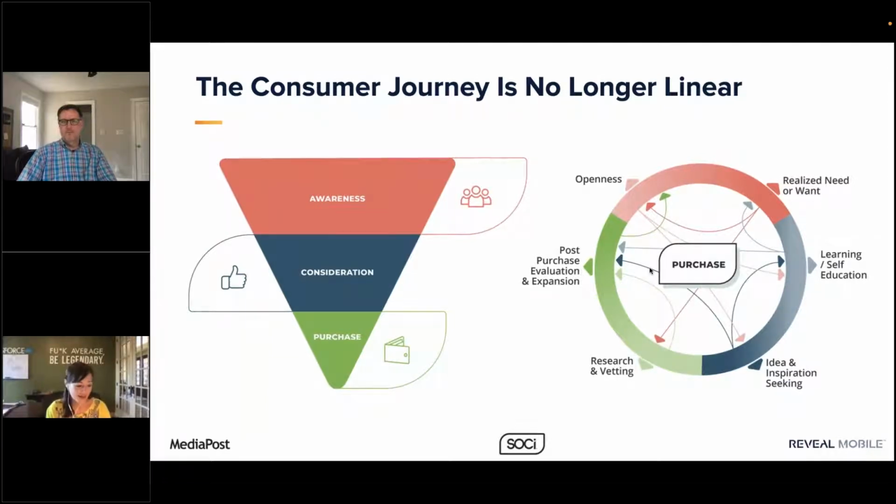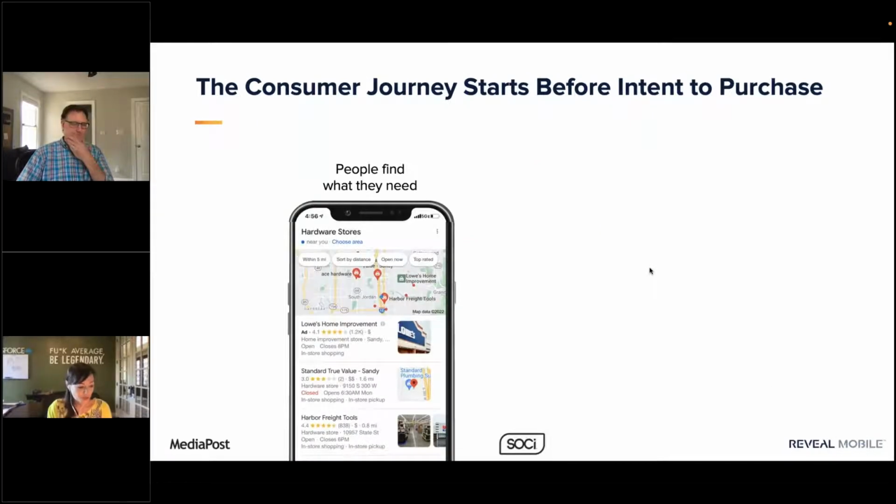So if you go to the next slide, what has happened as a result is that consumer shopping process, that journey, now starts well before even our intent to purchase.